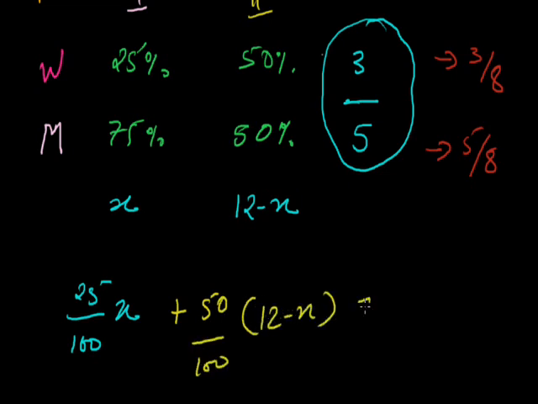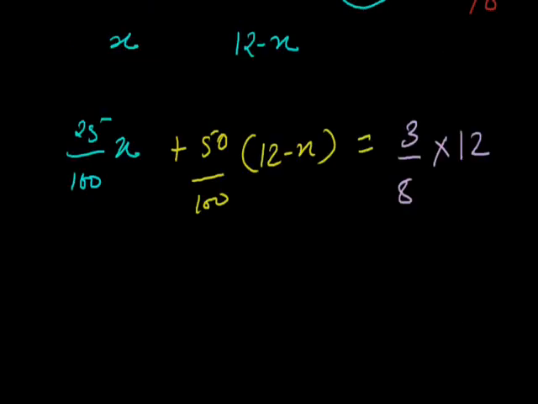After combining both these solutions, 3/8 of the total solution will be water. So the total solution was 12 liters, and the equation will be this. If I had taken milk instead of water, I would have written 75% of x plus 50% of 12 minus x, which will be equal to 5/8 of 12. Both equations we can form.